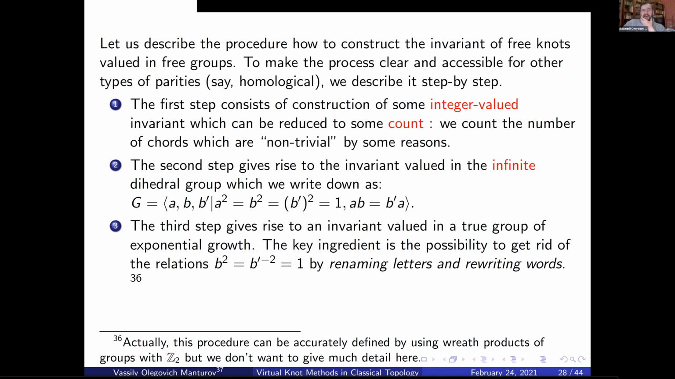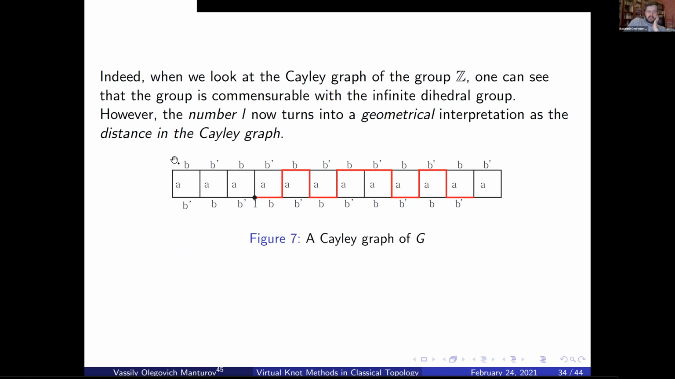So the first step gave rise to some naive bare count, and then I discovered that this invariant can be just a bare count. And the second and the third steps can give rise to invariants which are valued in free groups. So the group which is written here in the second step is exactly this group, which is commensurable to the free group. So you see, I will draw the Cayley graph for this group, and the Cayley graph for the group is like that. So we have generators A, B, and C, and you see that if we draw all elements of that group just here, then we see that this group has as many elements as the infinite dihedral group.